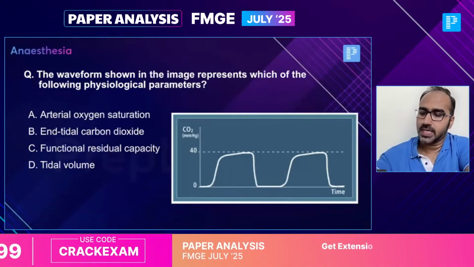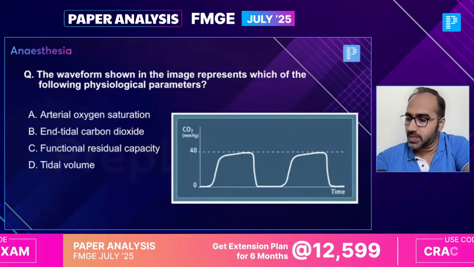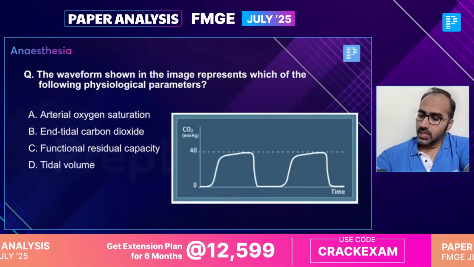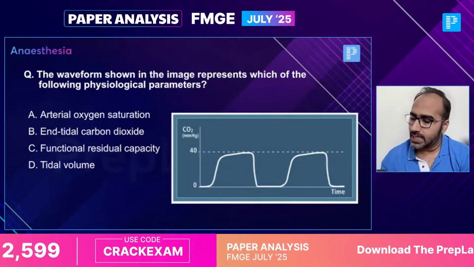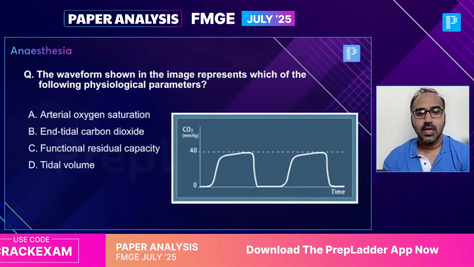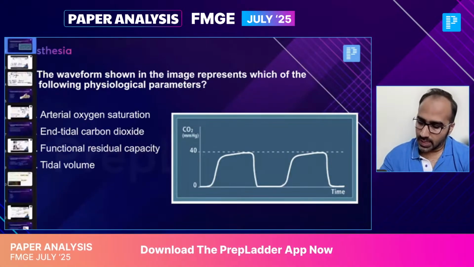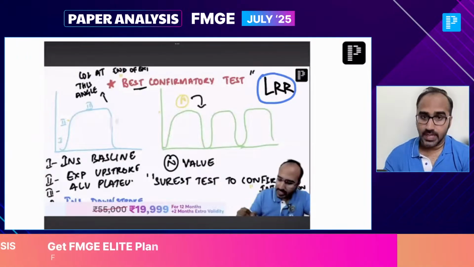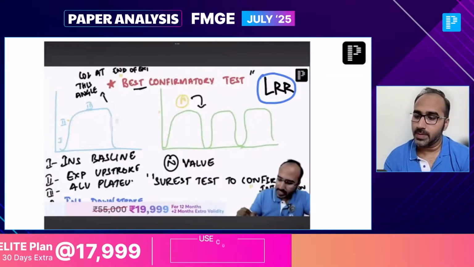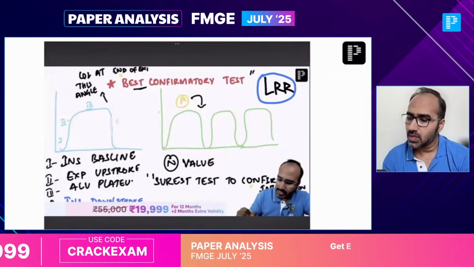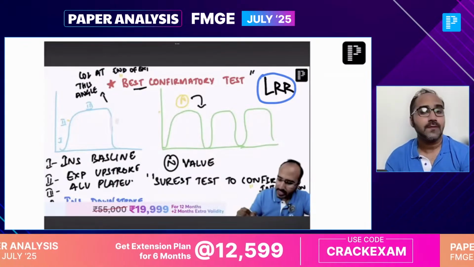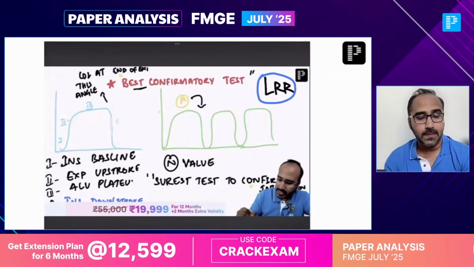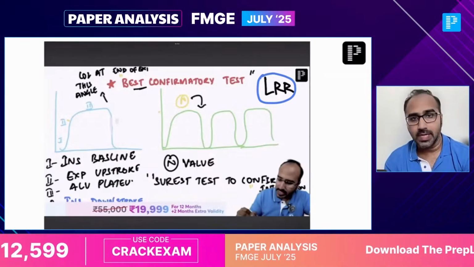Okay, chalo, we'll start. Without wasting any time, we'll start with the first question. The first question was, the waveform shown in the image represents which of the following physiological parameters? Again, guys, for this, I'll go to the LRR slide where I taught you about this. This waveform is of what? This is a capnography. Capnography usually depicts what? It depicts the exhaled carbon dioxide.